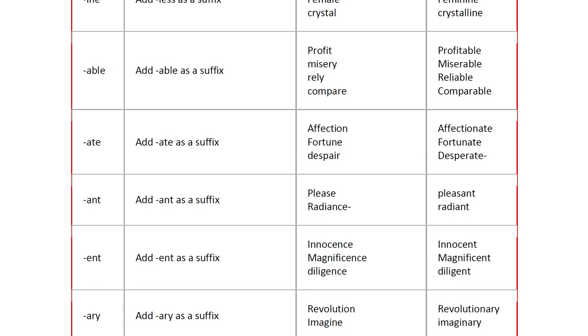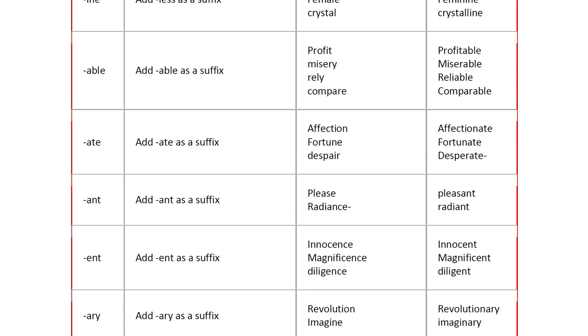Now adding able as a suffix. Profit, profitable. Misery, miserable. Rely, reliable. Compare, comparable. So here, if you want, you can underline miserable and reliable because the spelling is quite different.